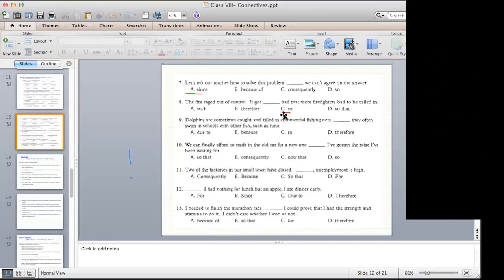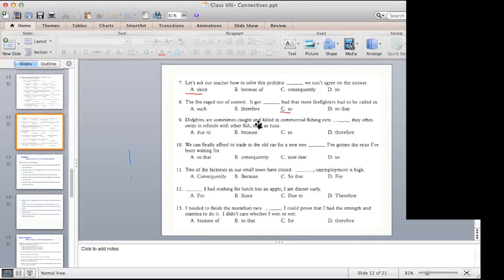What should we use here? Because, therefore, due to, or so? Why are they caught and killed in commercial fishing nets? Because. So the answer is because. Because they often swim in schools with other fish, such as tuna.